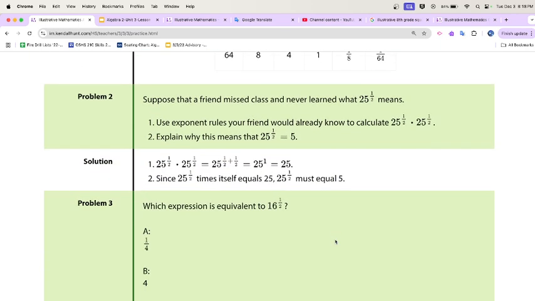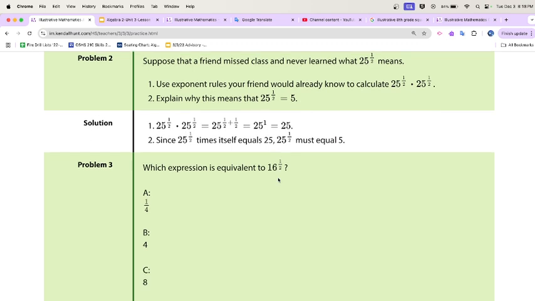Okay, problem number 2. Suppose that a friend missed class. So this is a way that you could express it to them. I'm not going to go crazy over that one. Let's look at number 3.